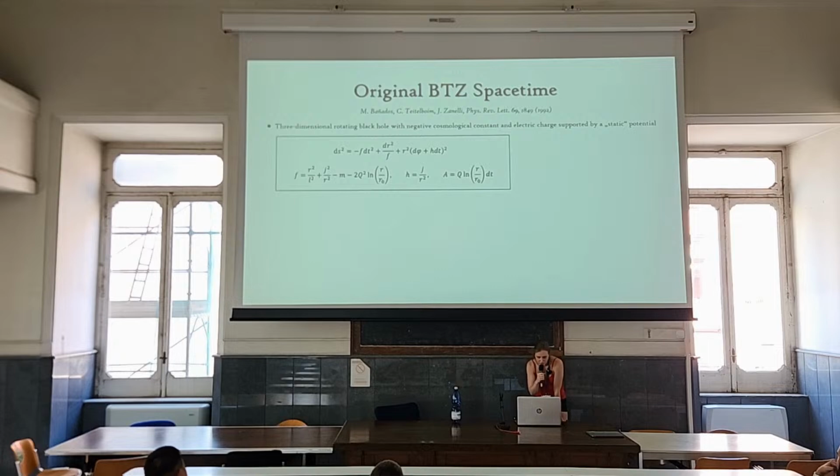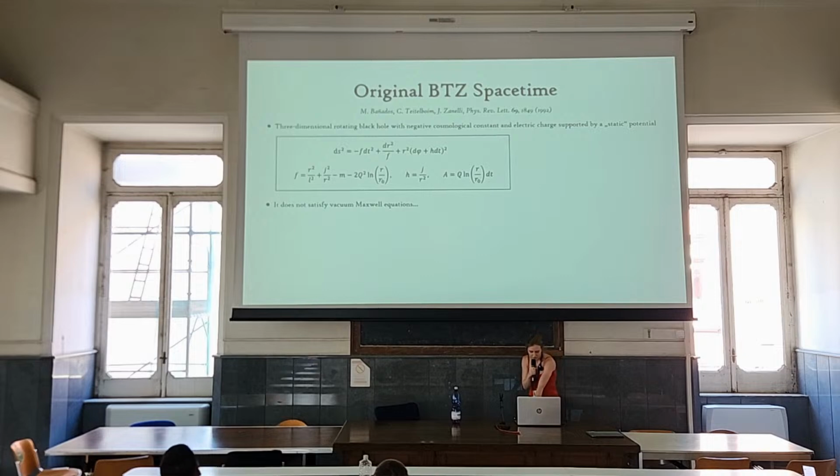And as you can see, the charge is supported by a static-like potential A, because we have rotating black holes, so we would expect that A will have dt and dphi components, but here we can see it has only dt component, so it is quite interesting. And this is the solution to Einstein equations, but it was pointed out that it actually doesn't satisfy vacuum Maxwell equations. So this theory or this space-time was considered to be incorrect, of course.